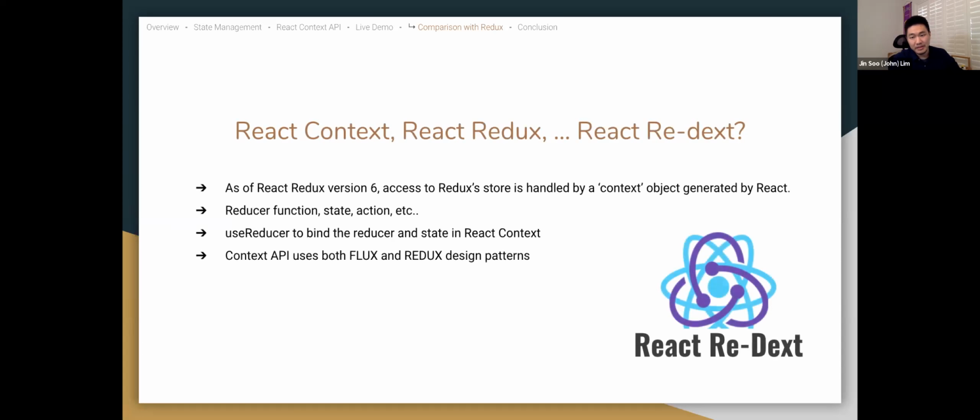As we dove deeper into our research with React Context, we realized that there are a lot of similarities with Redux. As of React Redux version 6, access to Redux's store is handled by a context object generated by React, basically React Context. And the reducer function, state, and action, you can have all of that inside of React Context as well. The way to use this is with the useReducer function to bind the reducer and state in React Context. And Context API uses both Flux and Redux design patterns. So we found so many similarities.